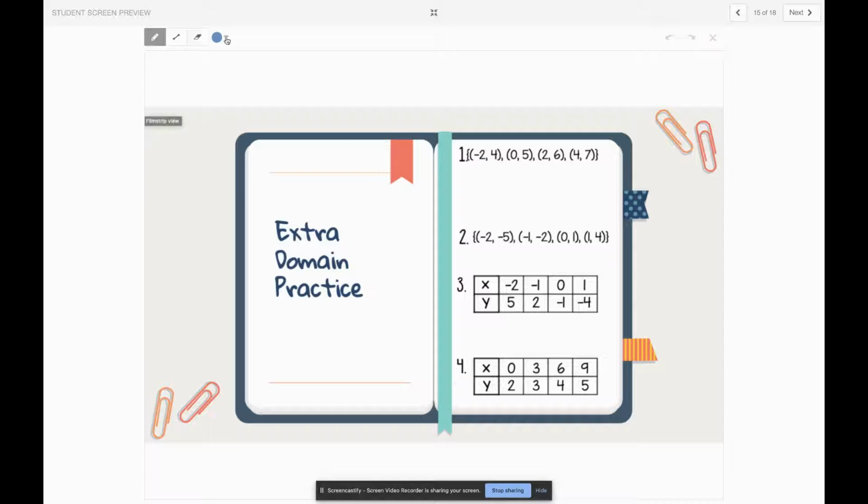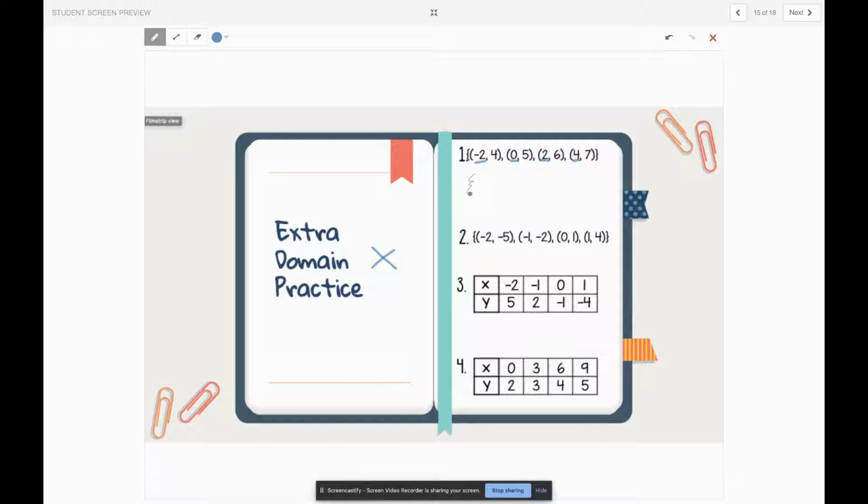All right, so with domain, what letter am I looking at? Am I looking at my X or my Y? Domain is my X. So in my coordinates, which number is my X? The first one or the second one? The first is my X. So I'm looking at the first number in all those coordinates for my domain.